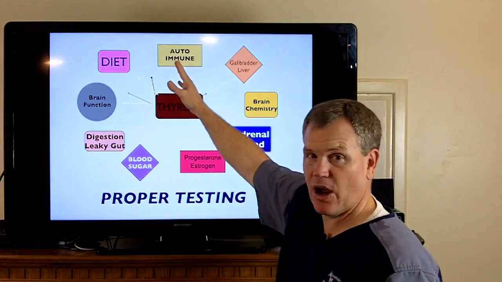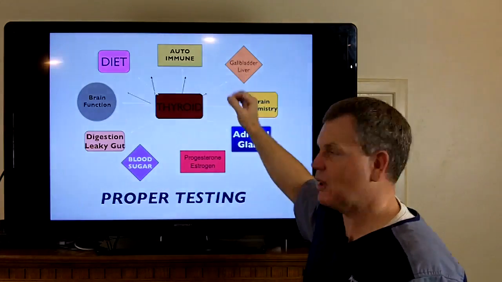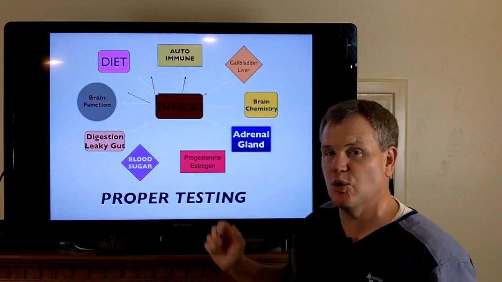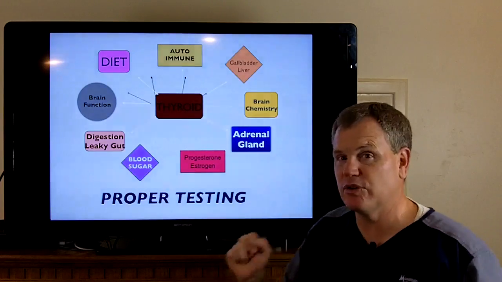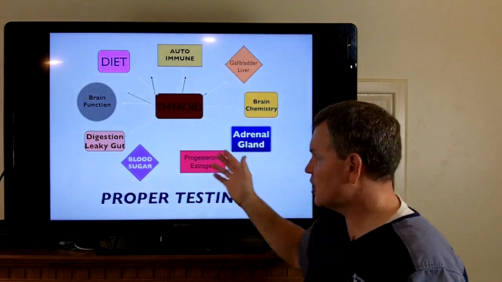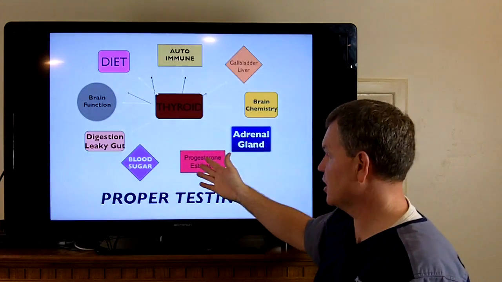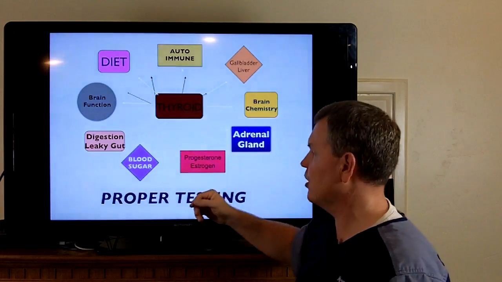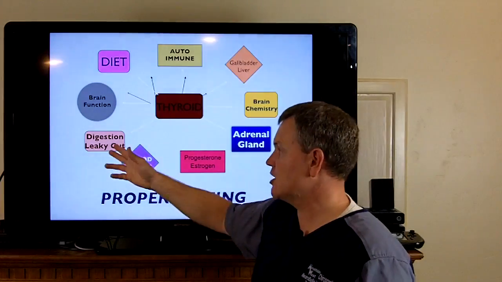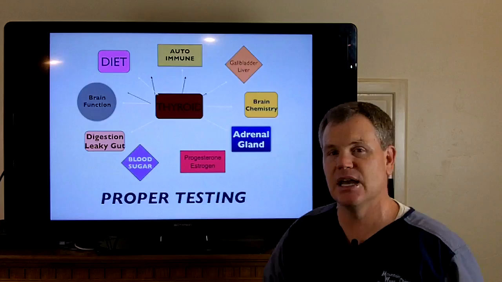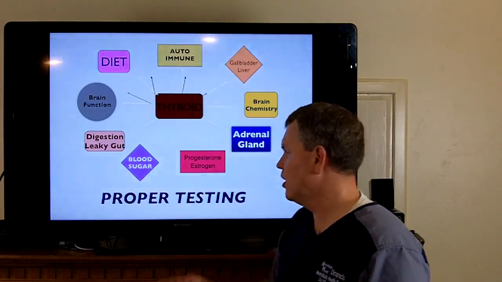It's possibly an autoimmune issue. It can be a gallbladder. It can be brain chemistry, adrenal gland, which is huge for thyroid. Most people, their adrenal glands are shot. Adrenals is the cortisol. Progesterone, estrogen, which we talked about a little bit earlier. Blood sugars, digestion, leaky gut, which we just referred to, brain function, diet, all those things affect the thyroid.